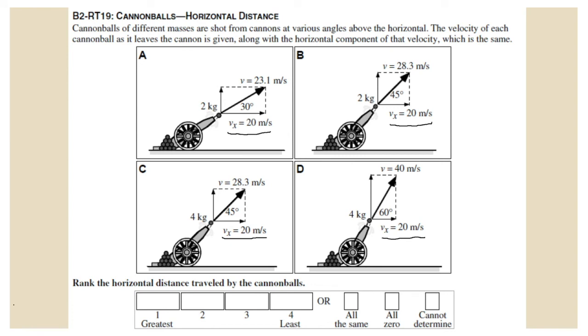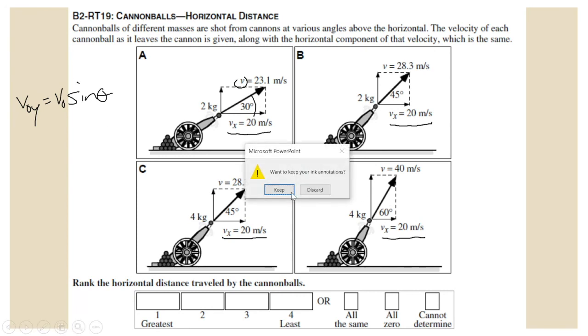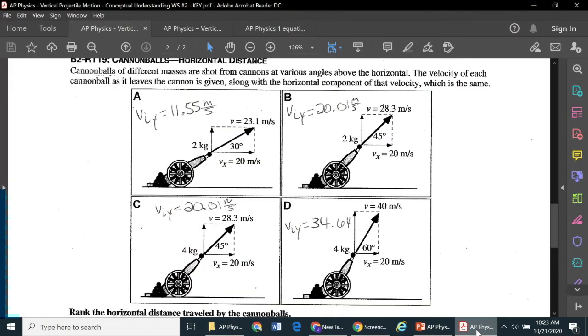And so notice here for all these problems, they've given you the angle, they've given you the initial velocity, and so using the equation V naught Y equals V naught sine theta can easily be used for all of these problems. And when you do that for these problems, your answers should look like this.